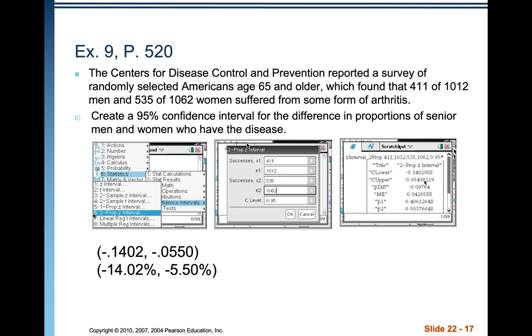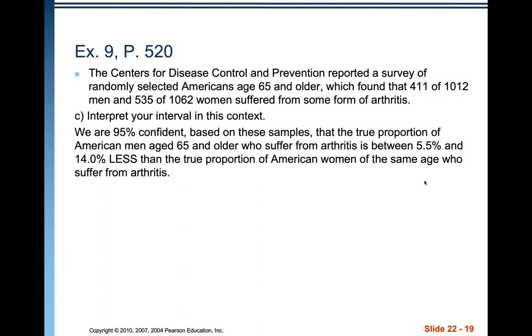So negative 0.1402, negative 0.0550. So negative 14.02% to negative 5.5%. So you have to be a little more thoughtful about this. And sometimes it's helpful to at least up in the question itself, put a 1 by the men and a 2 by the women, maybe write P1 minus P2, just to help you think through how to interpret the numbers in your interval. So we didn't have to interpret there because we're going to do it here.